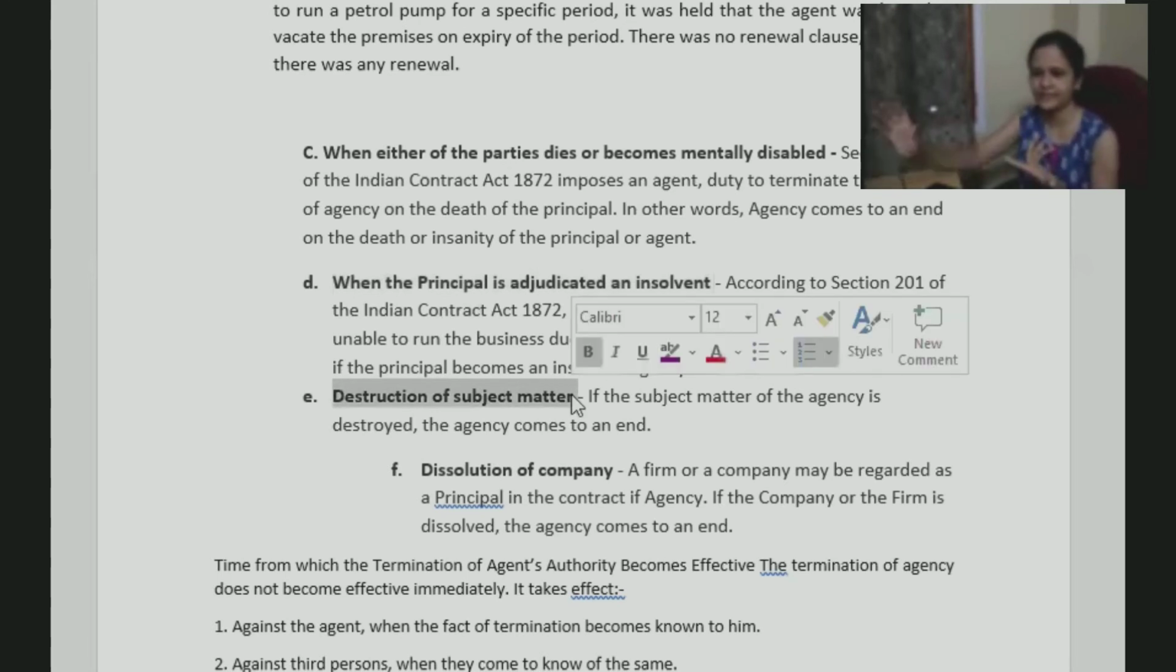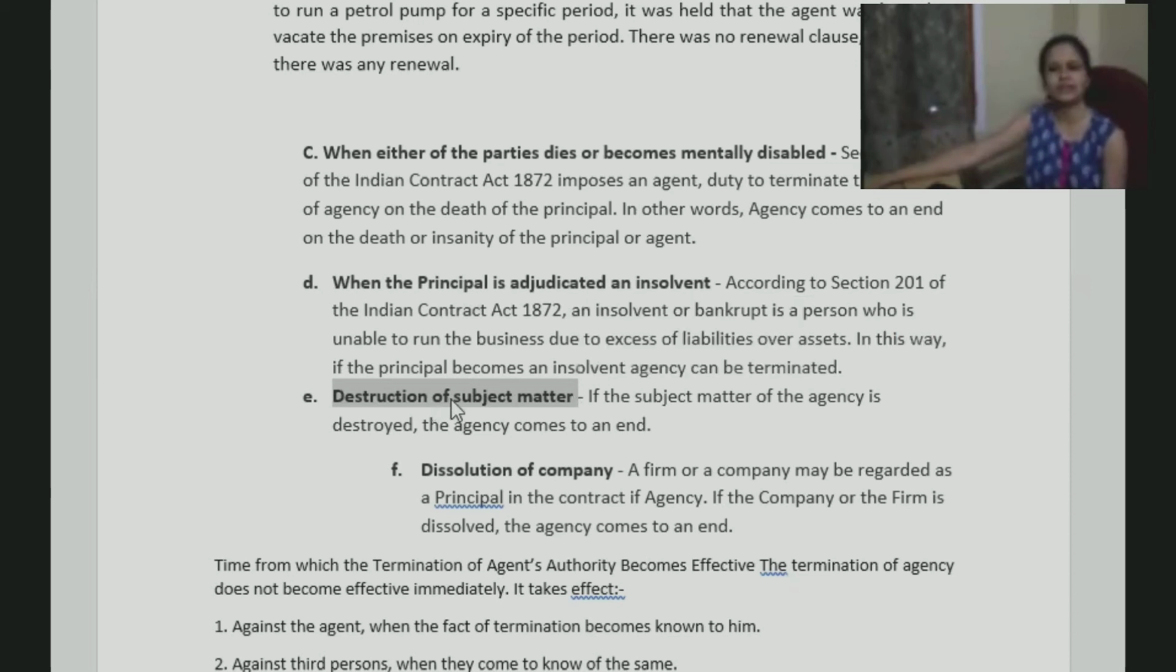So basically there would be some purpose why they have entered into the contract. Suppose the contract was because one person wanted to sell a horse. Maybe he appointed an auctioneer as an agent, saying I want to sell this horse and you need to help me out with that. If the horse dies, that means destruction of subject matter. For whatever purpose you had entered into the agency, that matter itself is no more existing. The horse died, and that also would lead to termination of the agency relation, because it would have no meaning continuing with that relation.